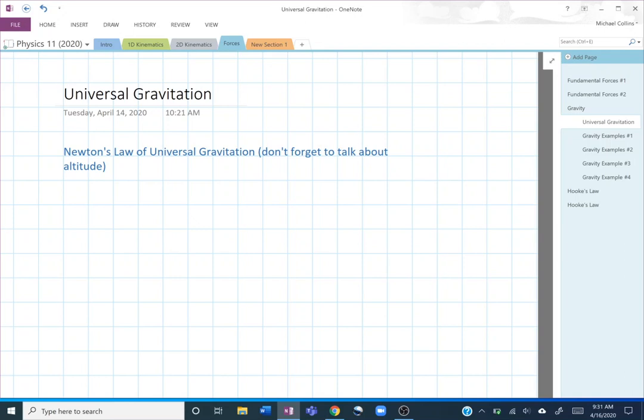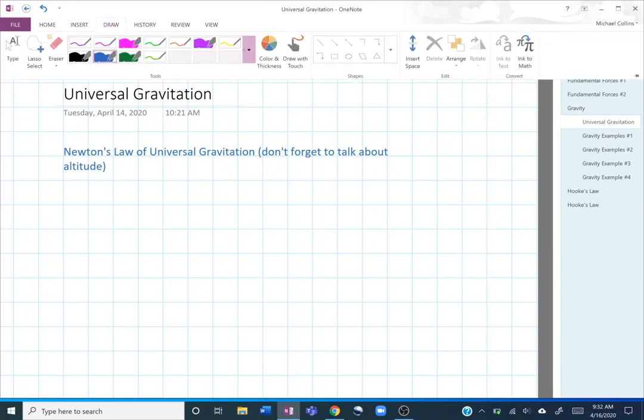So, Newton was the guy who came up with this idea, and we have all heard the fictitious story about the apple falling out of the tree and hitting him on his head. But I think it was through his contemplation of how things orbit one another and how everything seems to be going in circles that he came to the realization that everything with mass would attract everything else with mass. And the law that he came up with, Newton's law of universal gravitation, and then I wrote myself a little note to not forget to talk about altitude. I'm going to have to change my pen size here.